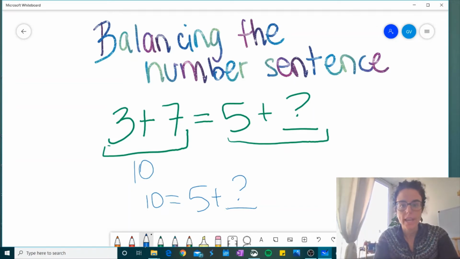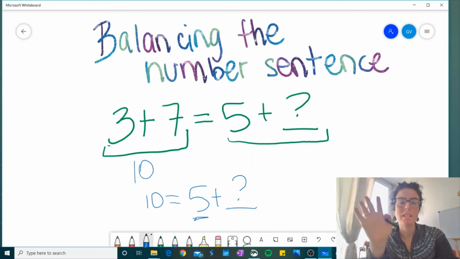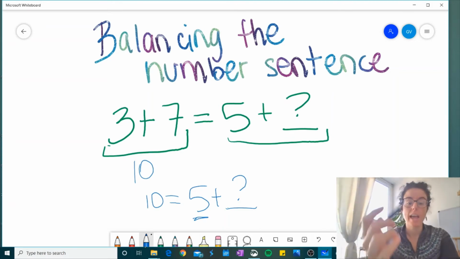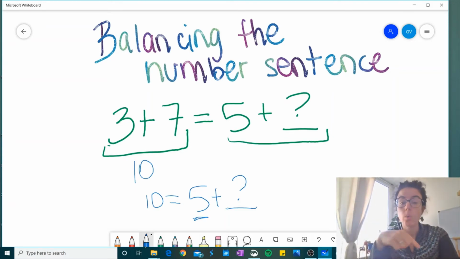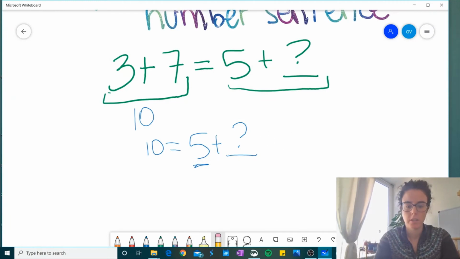Well, how do we get to 10 if we have 5? So there's two ways that we can do this. We can use our mental math and say, oh, I remember my 10 bonds. I remember that 5 plus 5 is 10. Or we can use subtraction. We'll use subtraction. So it would look like this.